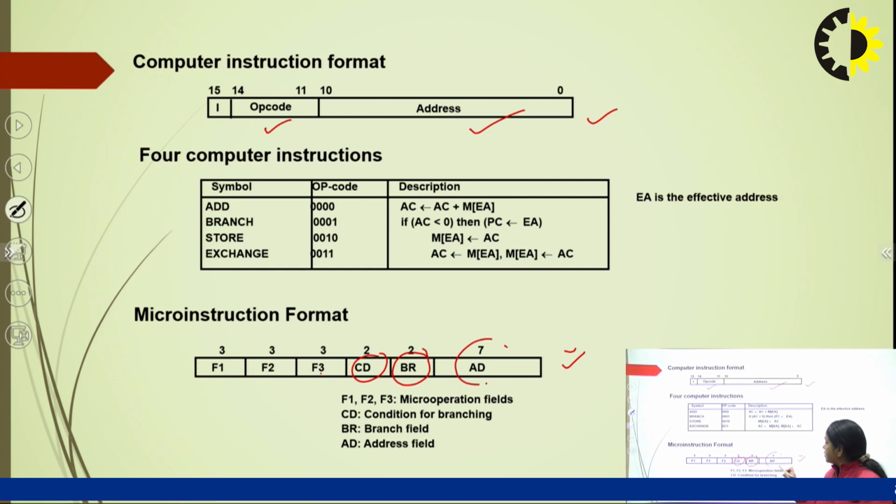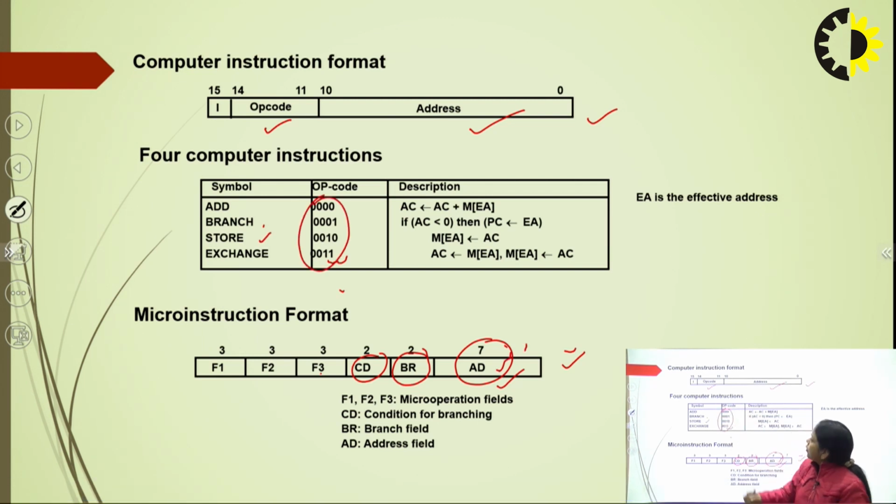Now, the last part of the micro instruction format is address. What is the use of address? The address part is used for the branch address. If we are using branching, then this 7-bit address will show the branch address. Now, these are 4 computer instruction examples. We can see here add, branch, store and exchange, and these are all opcode values for these instructions. So, this is the computer instruction or user instruction, but this is the micro instruction format. So this is the difference between these two types of formats. User instructions are used for the user program, and micro instructions are mainly used for generating the control signals for the microprogram control unit.